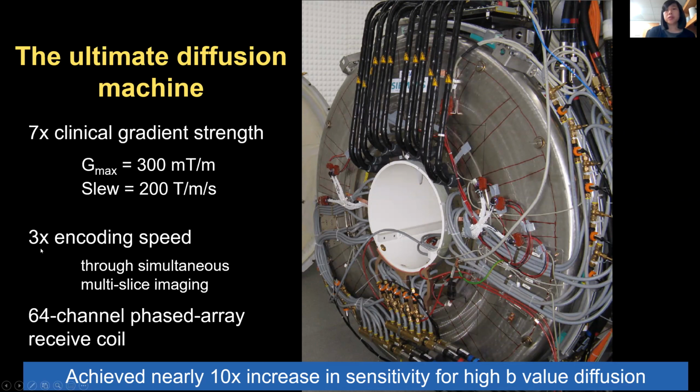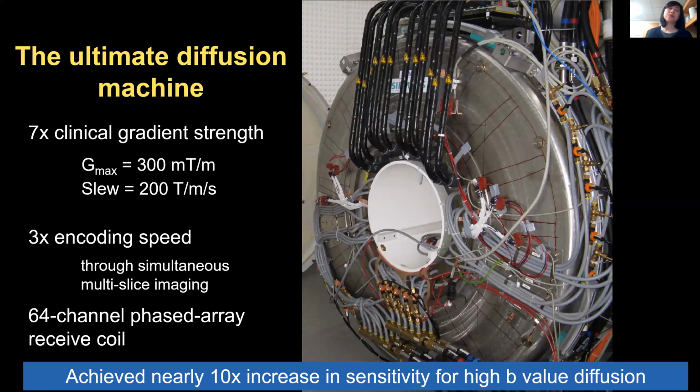So we implemented novel sequence developments such as simultaneous multi-slice imaging, which allowed us to roughly triple the encoding speed by exciting multiple slices at a time and then unaliasing those simultaneously to enable whole brain readouts with shorter repetition times and shorter echo times. And to augment this accelerated imaging approach, we also developed a high sensitivity, 64-channel tight-fitting brain array that allows for very high sensitivity brain imaging. So this whole constellation of technical advances achieved nearly 10 times increase in sensitivity for high B-value diffusion MRI.